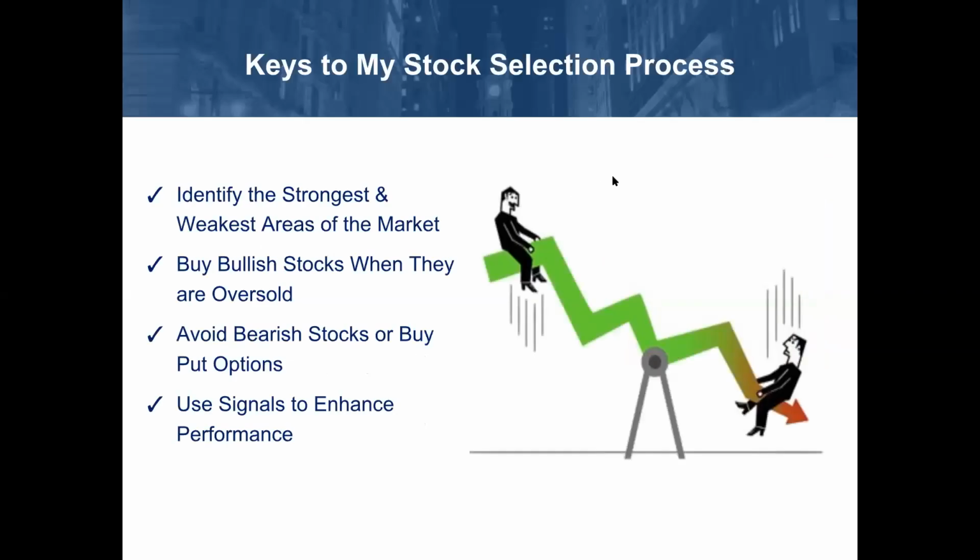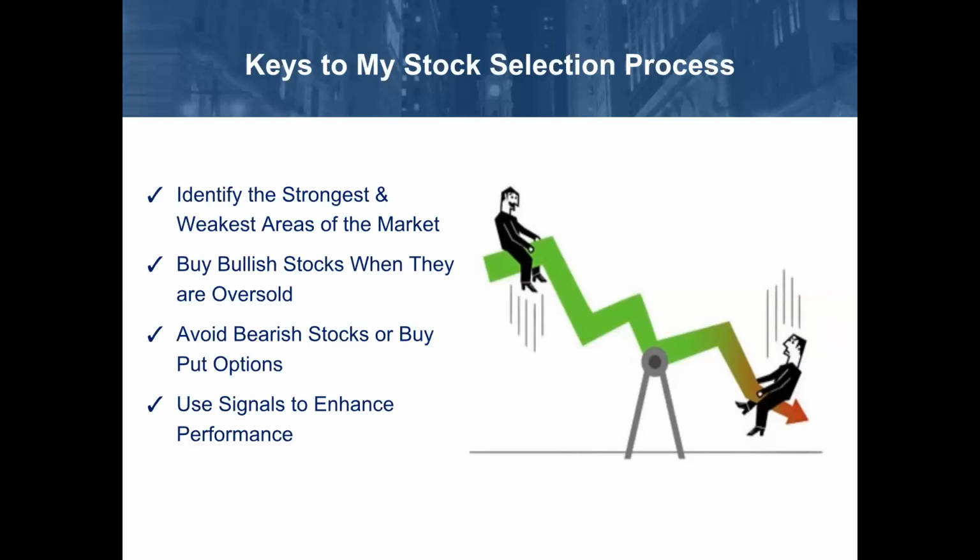So as we dive right in, what I'm going to do today is walk you through the keys to my stock selection process. And it really is a top-down approach. First, we look at what's going on in the market, and we'll talk about that. Then we try to identify the strongest and weakest areas of the market currently. And we want to buy bullish stocks in the strongest parts of the market when they become oversold.